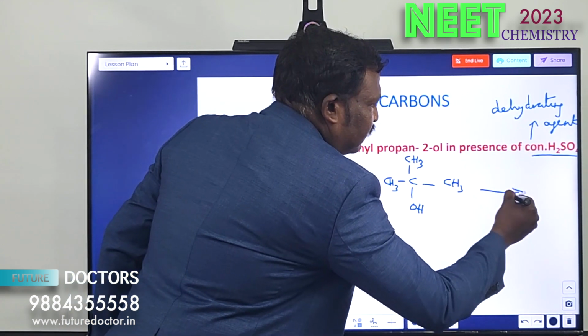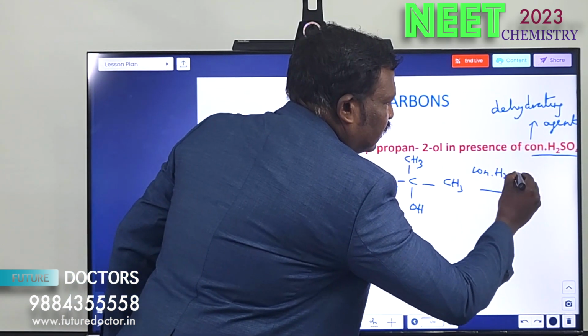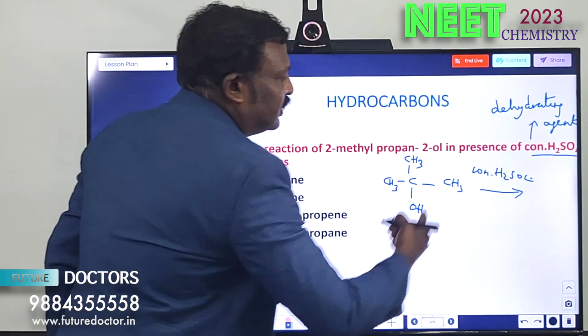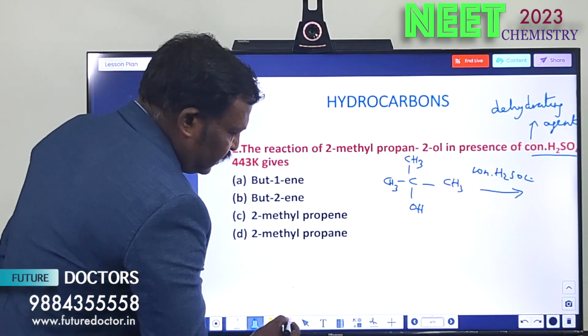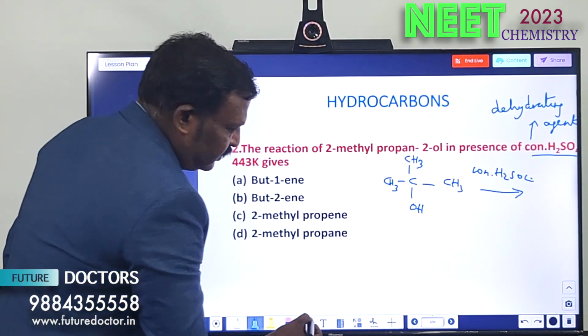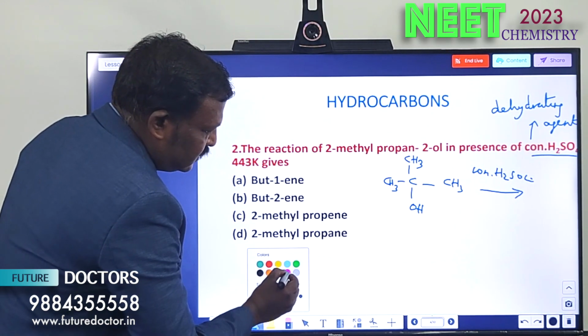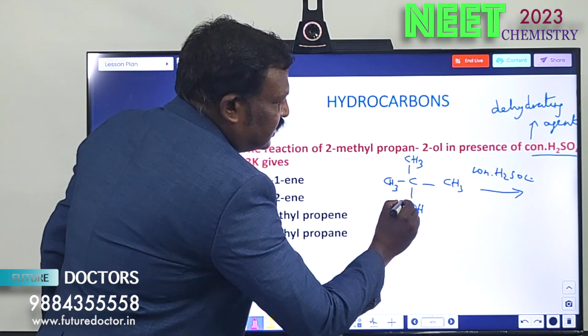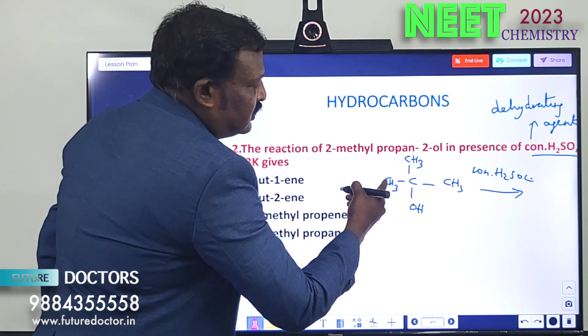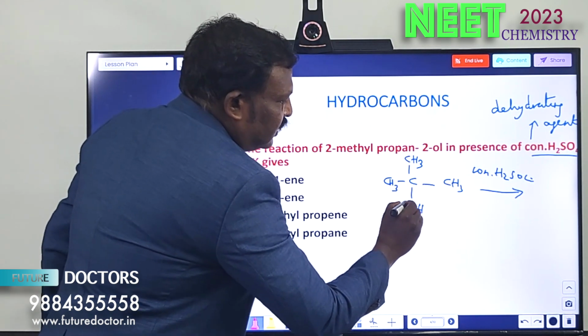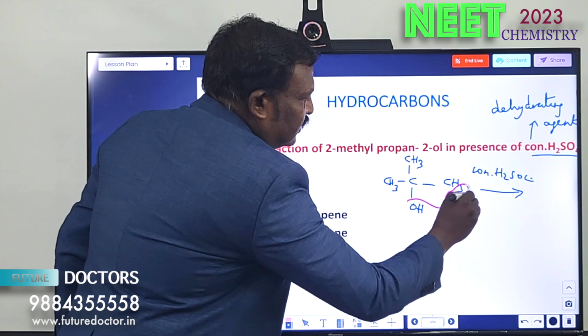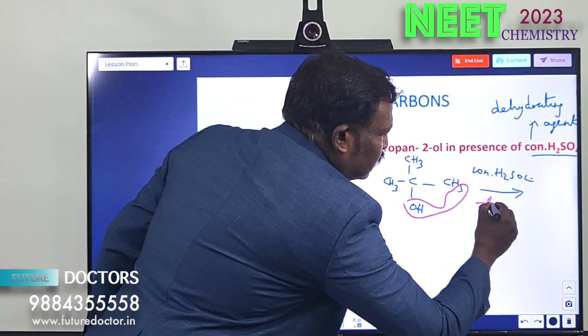And if you put concentrated sulfuric acid, what's the role of this? I told you already. This is a dehydrating agent that removes water molecule from the compounds. If you put this one, what happens? Here water molecule will be removed. That is, this OH takes hydrogen from the beta carbon. This also beta, this also beta, this also beta. We can take any hydrogen from here. So minus H2O will be removed.